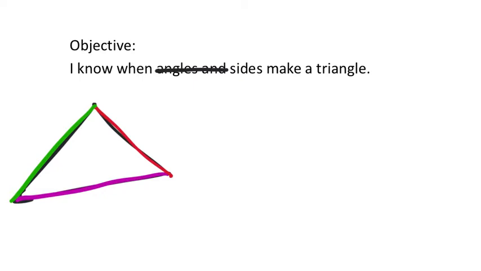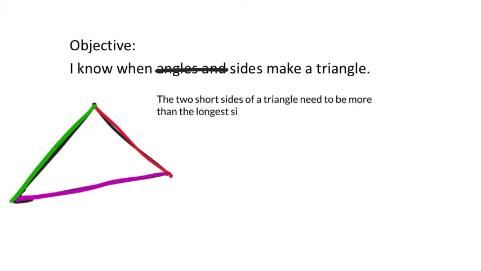So the longest side, though, of a triangle, it has to be bigger. Nope, I said that backwards. It has to be smaller than the other 2 sides together. Okay, and that's kind of the crucial point that we're trying to make with this. And that's pretty much the objective. If you can understand that, then you at least get this first part of the objective down. So the 2 short sides of a triangle need to be more than the longest side.